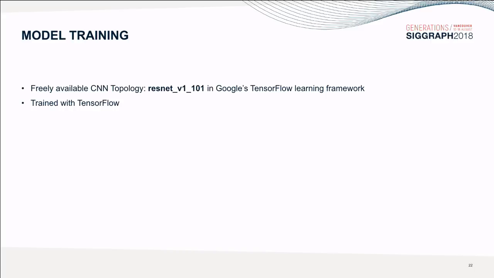So for training, we're not reinventing the wheel. The current production model was actually trained on an internal GoogleNet Inception network a couple years ago. But we've recently trained a new model in TensorFlow using ResNet, a network topology that is included in this TensorFlow learning framework that's freely available online. This model has better performance than the old model, but we haven't done all the same evaluations, so the results that I'm going to go through now are going to be for the older model.